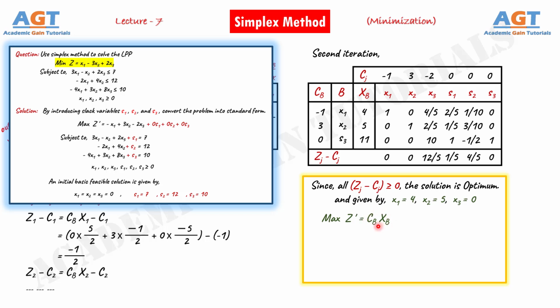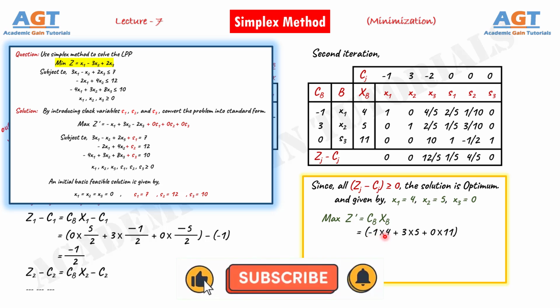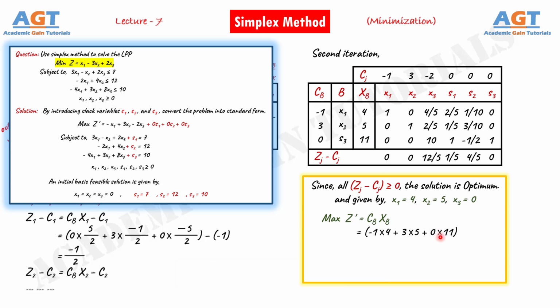Now we will multiply values of CB with XP, and then we will add them. In the CB column here we have -1, 3, and 0, and in the XP column we have 4, 5, and 11. So, we will write CB into XP equals -1 into 4 plus 3 into 5 plus 0 into 11. The answer will be 11. Thus, the value of max z dash is 11.